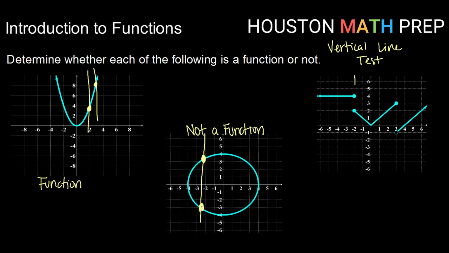When I get right here, though, if I draw a vertical line when x equals -2, I see that we are touching the graph 1, 2 times. So that means at x equals -2, we have 2 different y values. We have one x value with multiple y values. So this fails the vertical line test. This is not a function.